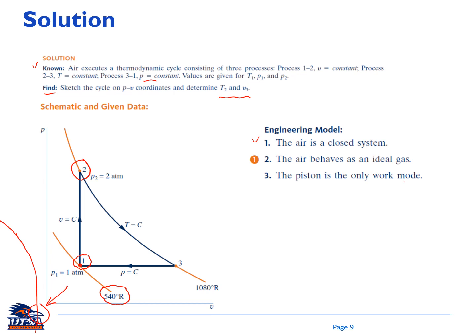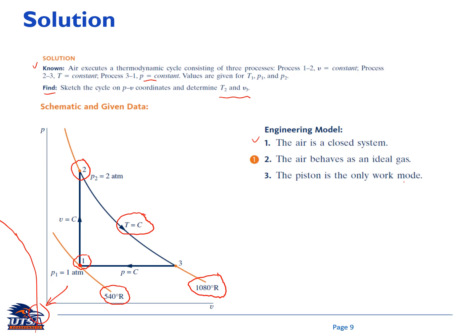Then process number 2, from state 2 to state 3, happens under constant temperature, so we have a second orange line here. This one is the constant temperature line at 1080. We will look at this temperature because we need to calculate it. In this chart it is shown prior to the calculation, but later on we'll calculate it. Once again, from state 2 to state 3 it occurs under constant temperature, so T equals C or delta T equals 0.